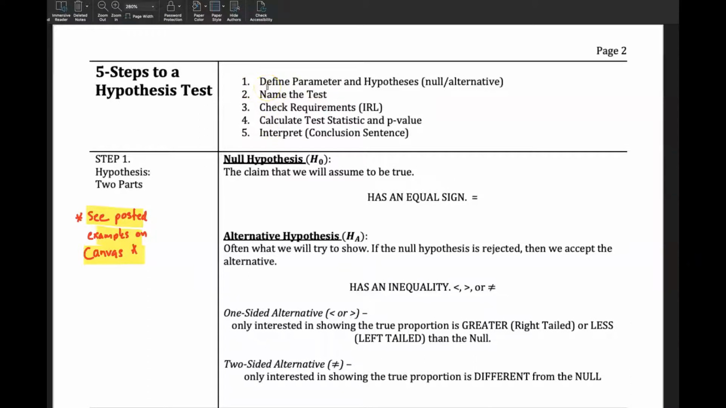Define the parameters and hypothesis, right? Define what they are. Name the test. What test are we going to be doing? So we're going to be doing a test of means or a test of proportions, and we'll talk about that. Of course, we always have the requirements. We can't conduct these processes or techniques unless these conditions are met.